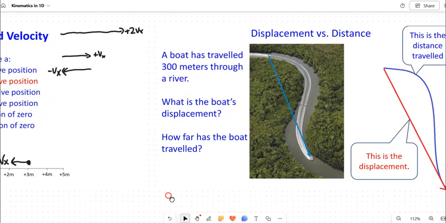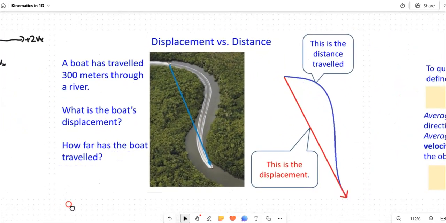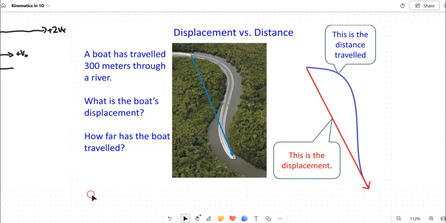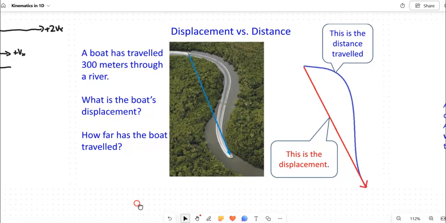Moving over here. Let's talk about distance versus displacement. Oftentimes, when we talk about distance traveled, we're talking about how many steps you took that day or what's the mileage on your car. Okay. And that is the actual distance traveled.